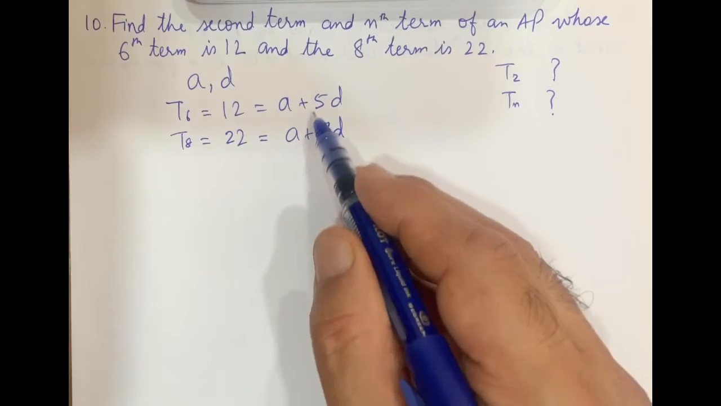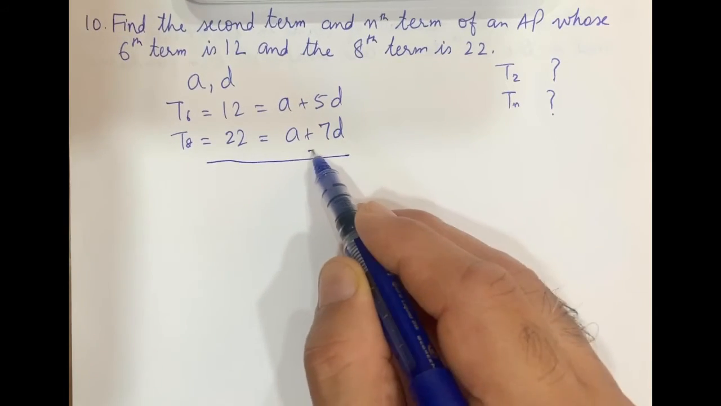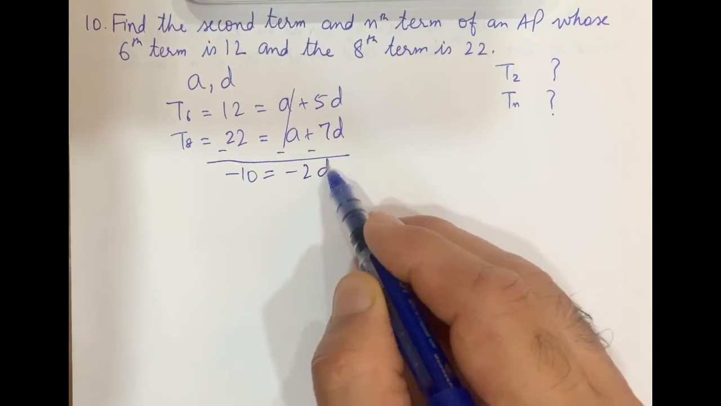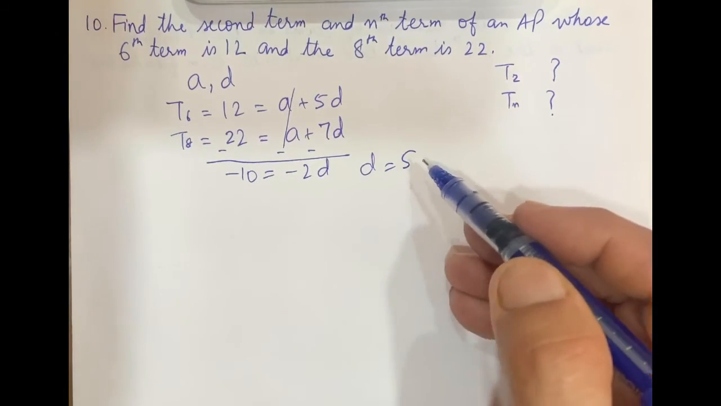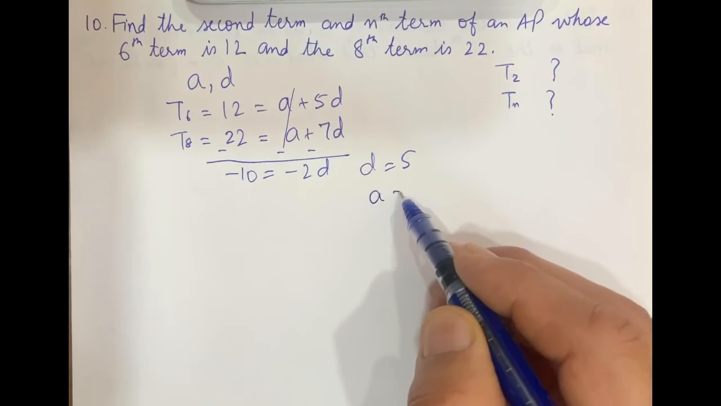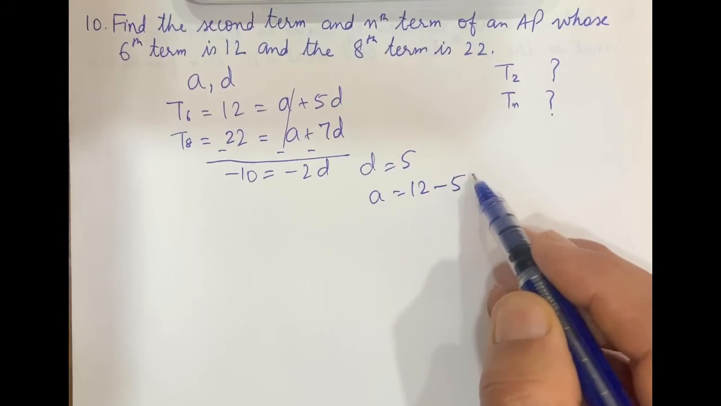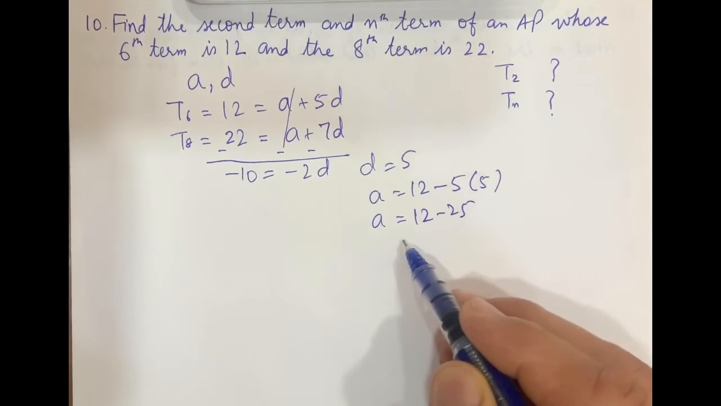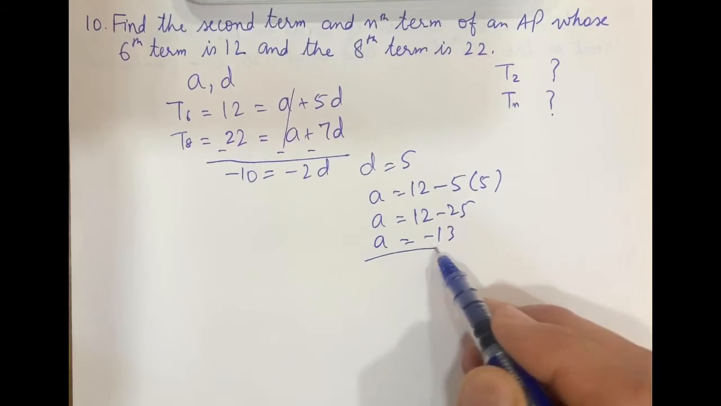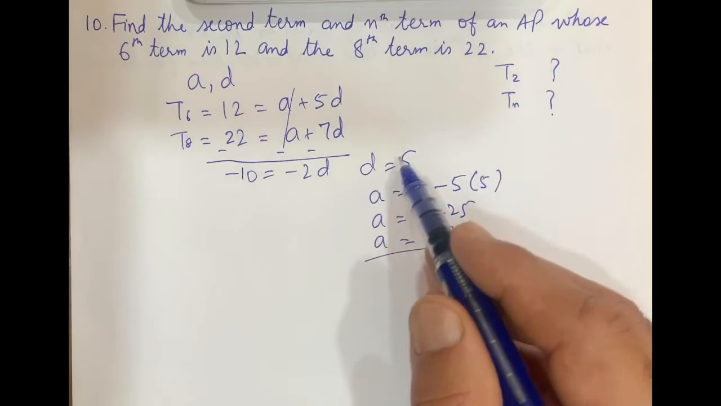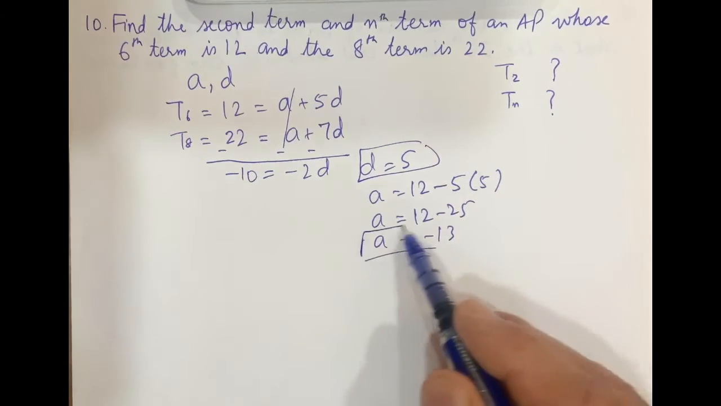So we have two equations in A and D. So we solve these. In this case we subtract. A will cancel out. This gives us the value of D as 5. We substitute the value of D in this equation to get A as 12 minus 5 into 5, or A is 12 minus 25, or A is minus 13. Now A is known, D is known. D is 5 and A is minus 13.